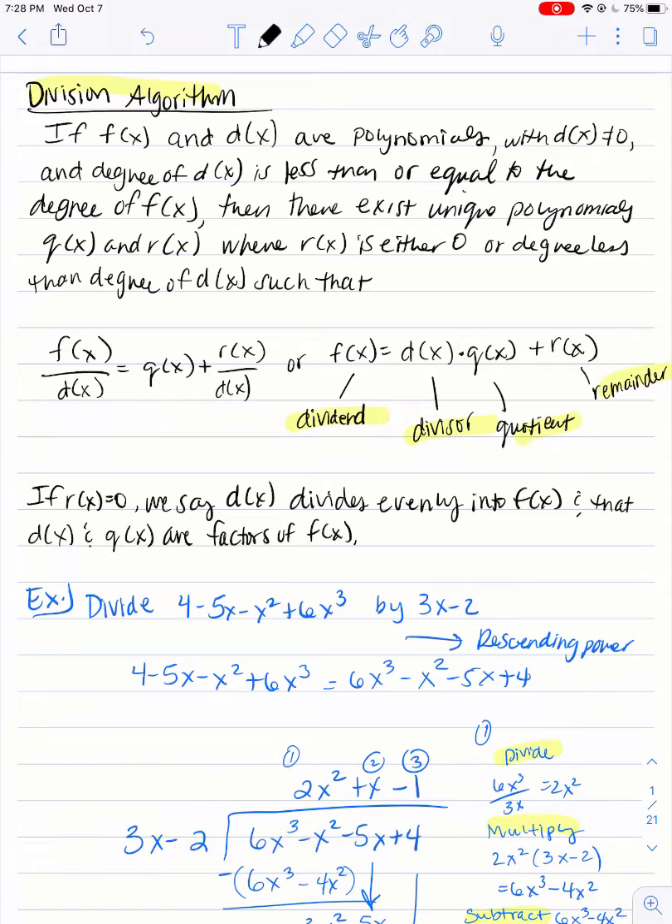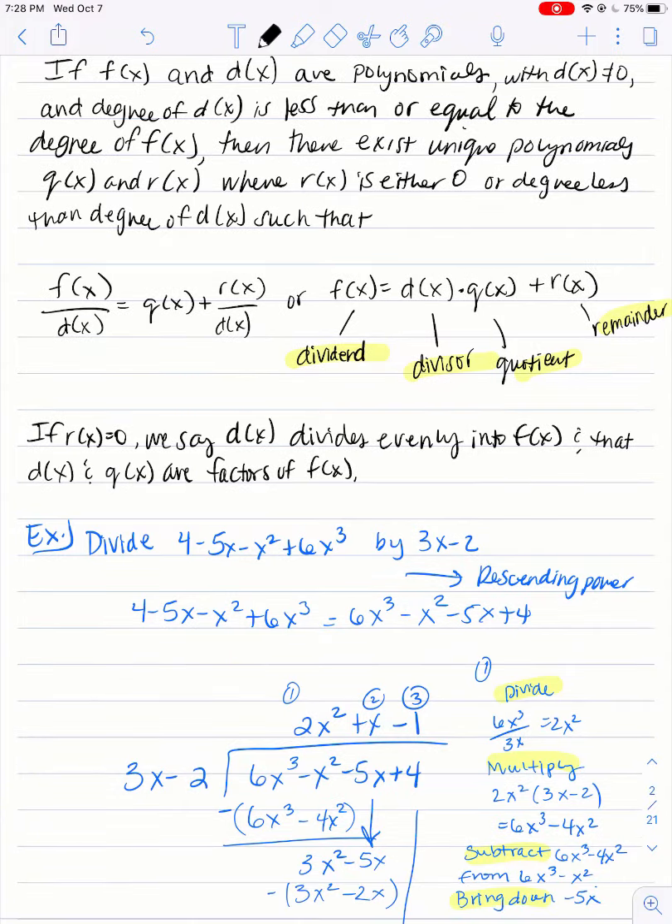So f of x is our dividend, d of x is our divisor, q of x is the quotient, and r of x is the remainder. If our remainder is 0, if r of x is 0, we would say that d of x divides evenly into f of x, and that d of x and q of x are factors of f of x.